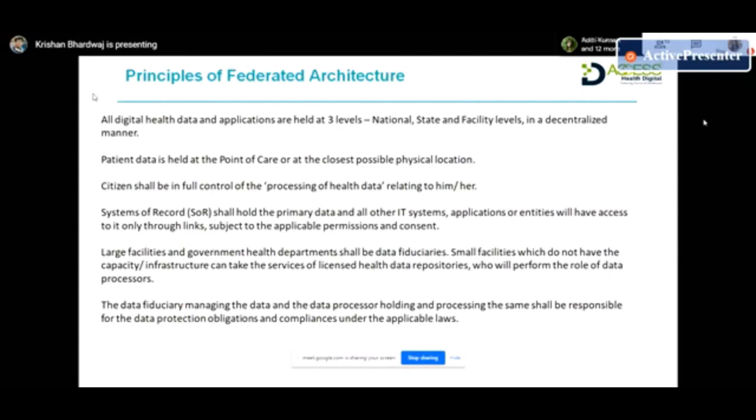And all the exchanges of that data, like the money exchange, will be highly secured. And again, data fiduciaries will be responsible for ensuring the security of that exchange. So this kind of financial model is what the federated architecture wants to bring to health.